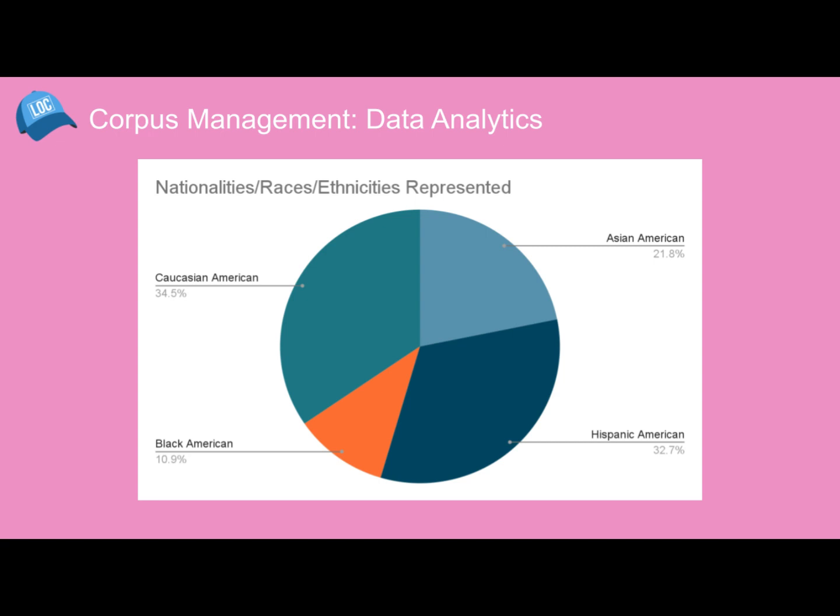If your corpus is overpopulated by texts written by Caucasian Americans, that's a problem. And so you would want to go out and look for texts by Asian Americans, Hispanic Americans, and Black Americans if you're building a corpus from subject matter experts of the United States specifically. We're always looking for unbiased representation and not having one group of people be overrepresented in our corpus data.